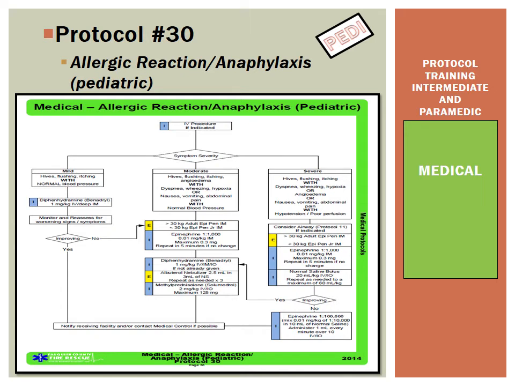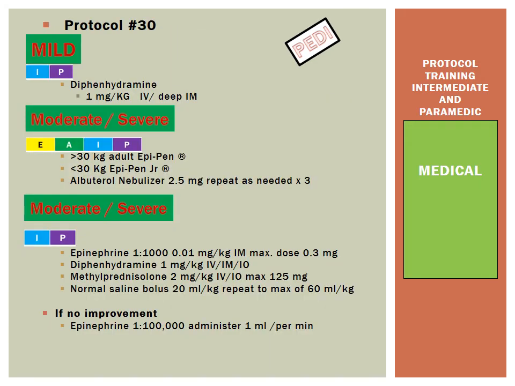Protocol 30 is our allergic reaction anaphylaxis pediatric protocol, and it is broken down between mild, moderate, and severe. Okay, so for our mild allergic reaction for pediatric patients, our treatment starts at the IMP level with diphenhydramine at 1 milligram per kilogram IV or deep IM.